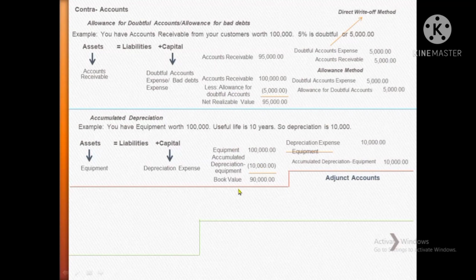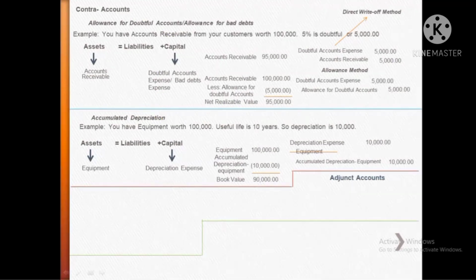So now, before we go to adjunct accounts, I would like to emphasize two things, and that is, number 1, allowance for doubtful accounts and the accumulated depreciation is very different from their expense counterparts, the doubtful accounts expense and the depreciation expense. And number 2, these are just two examples of contra accounts. Actually, there are a lot of contra accounts. So that's it. Let's go now to the adjunct accounts.